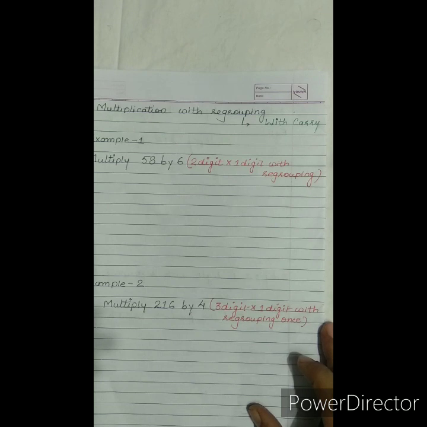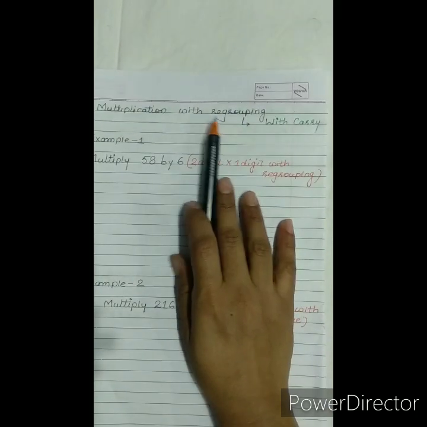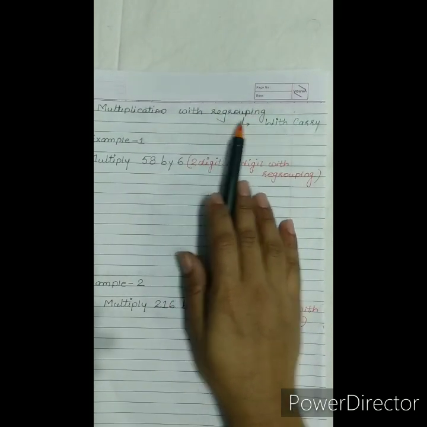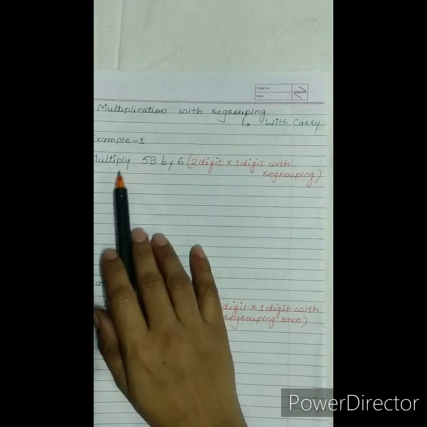In the previous video we had learnt properties of multiplication and multiplication without regrouping. In this video we will learn multiplication with regrouping. With regrouping means with carry. So let's look at the first example.